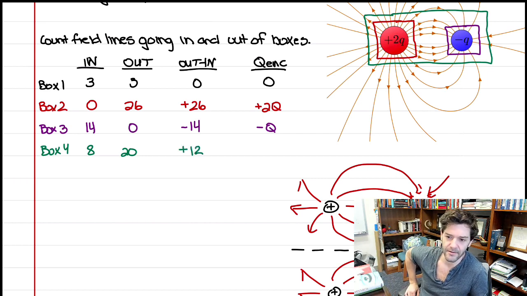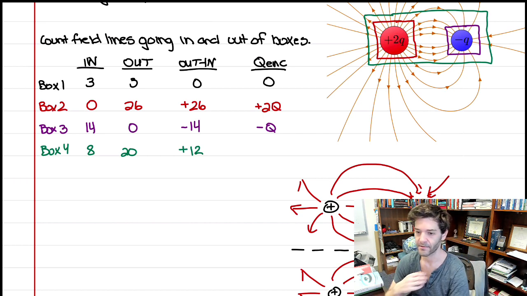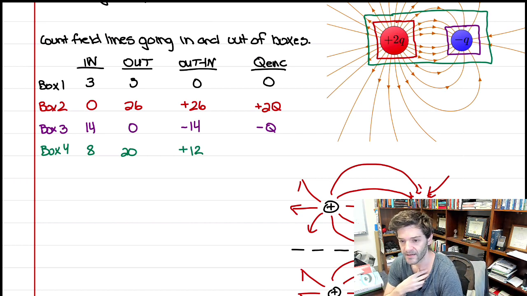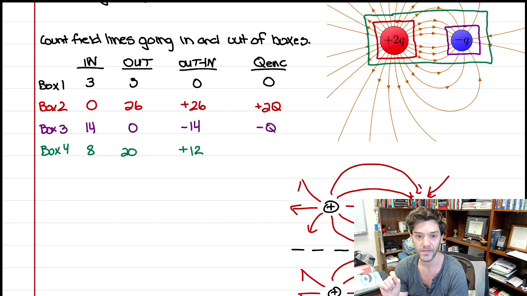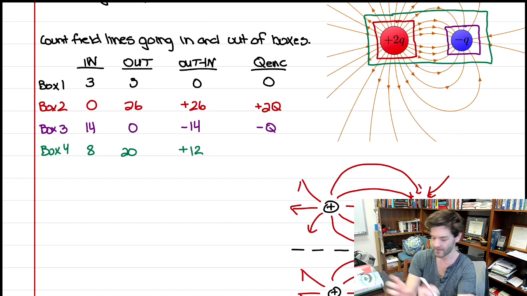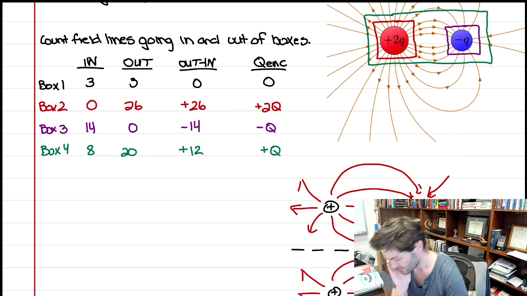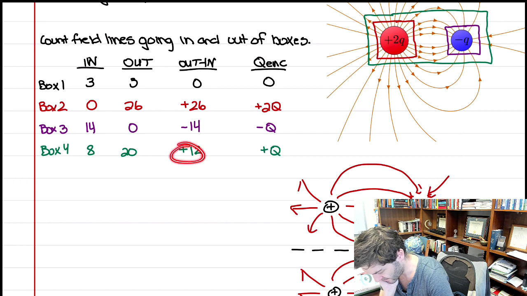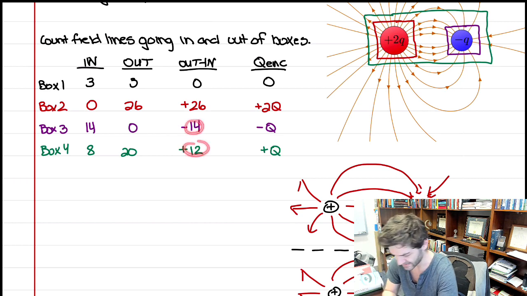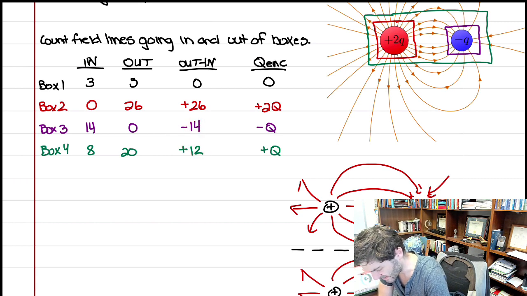That there's more arrows pointing out of that green box compared to going into the green box. And then also notice, what is the net charge enclosed? Well, there's a plus 2Q and then there's a minus Q. So overall the net looks like it's plus Q. And notice that 12 is kind of close. 12 related to Q, negative 14 related to negative Q, and 14 and 12 are kind of the same thing, and they're about half of 26, which relate to 2Q.